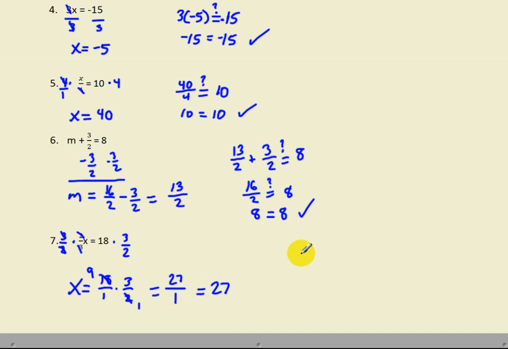Then to check that, we look at 2/3 times 27, and we want to know, does that equal 18? If you want to write that again as a fraction over 1, we can do that. And then notice that 3 goes into 27. So 3 goes into 3 once, 3 goes into 27 9 times. We end up with 2 times 9 is 18 over 1 is still 18, and 18 does equal 18.